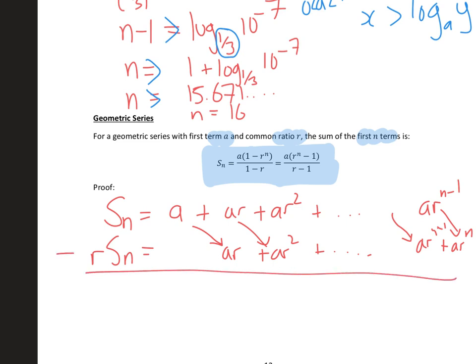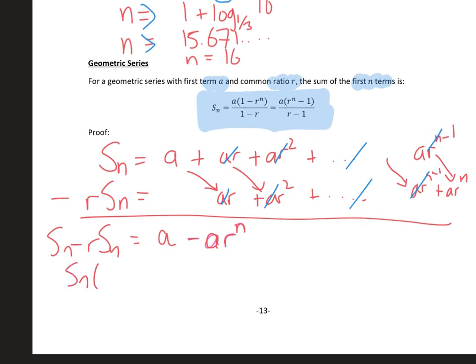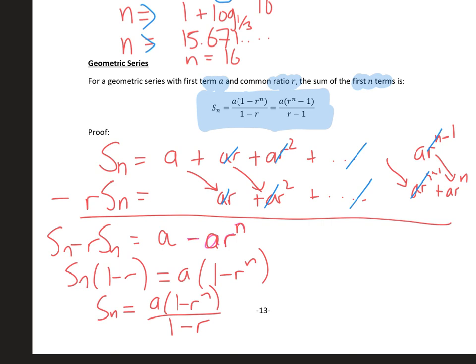Look. If I take them away, I've got Sn take away rSn, gives me, well, I get a, these two will cancel, these two will cancel, the middle will cancel, these two will cancel, and then I'll get 0 take away ar to the power n. If I factorize out the Sn from the left hand side and factorize out the a from the right hand side, and then a simple division, that just gives me the formula I want. Job done.